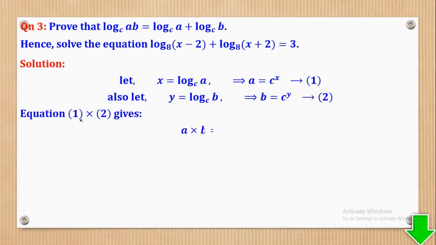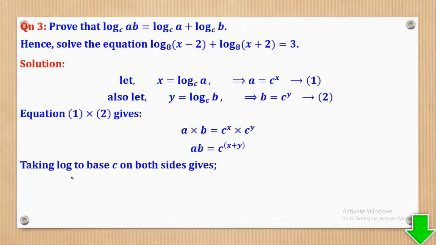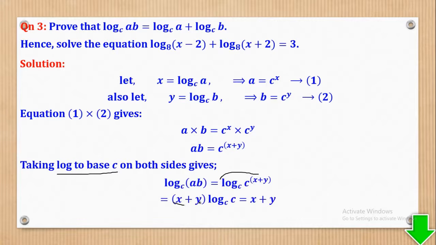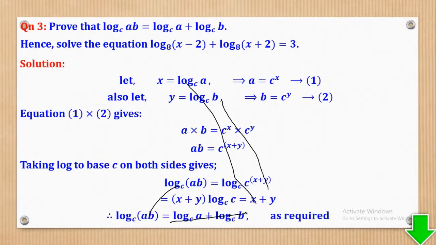So equation 1 multiplied by equation 2, we shall be able to come up with a times b this side and c to power x multiplied by c to power y. Now same base, you add the powers to come up with c to power x plus y. So putting log base c on both sides will give us log base c of ab is equal to log base c of c to power x plus y. Now this power can also go this side to become x plus y in brackets multiplied by log base c of c. And you also know that the whole of this becomes 1, therefore you end up with x plus y. And the good thing, we know that x was this and y was this. So what does that mean? It means that this one is equal to that as it was required.